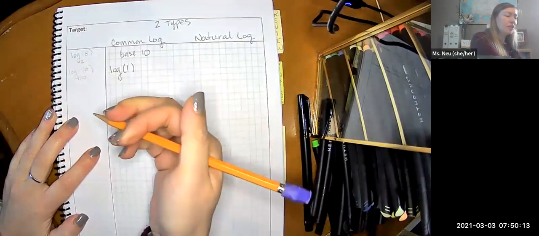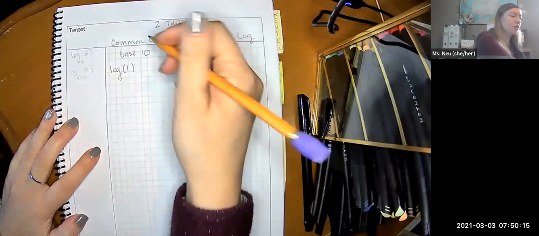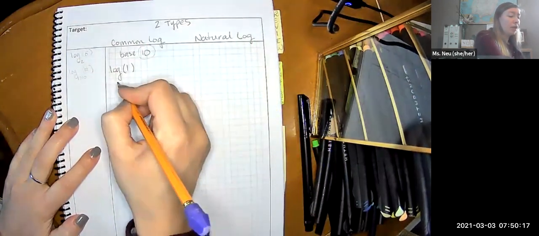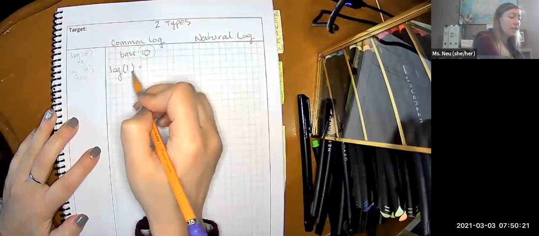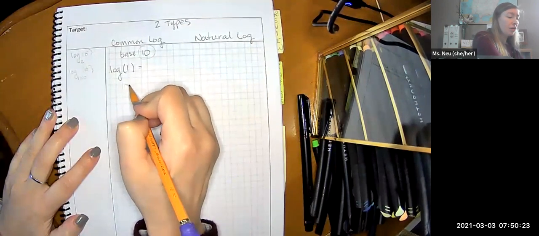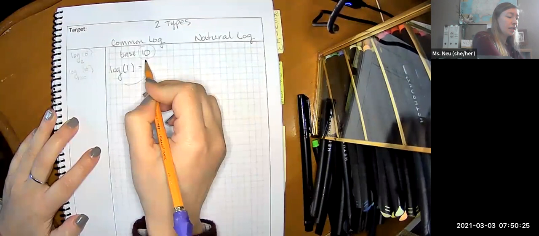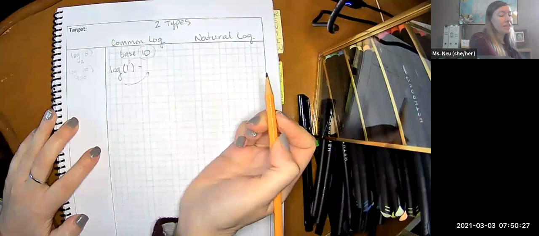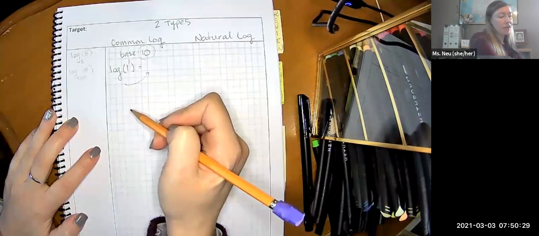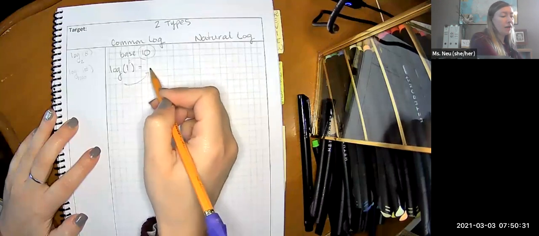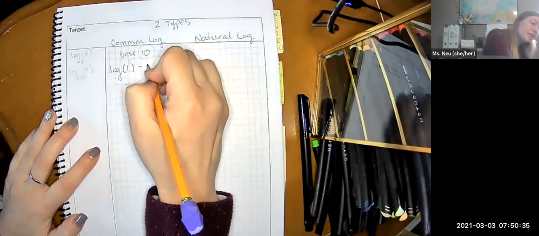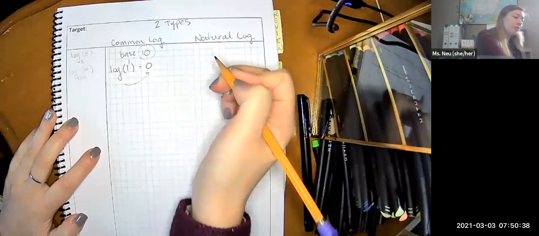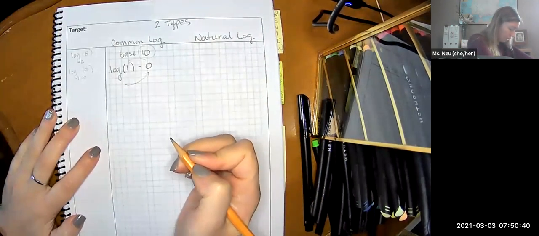And so you just have to say in your mind, or maybe just write 10 somewhere, or maybe even write 10 into the base. But you're asking yourself, 10 to the power of what gets me back to 1? And in this case, this is one of our special cases, right? Anything to the power of what gets you back to 1. So 10 to the power of 0 gets me back to 1.